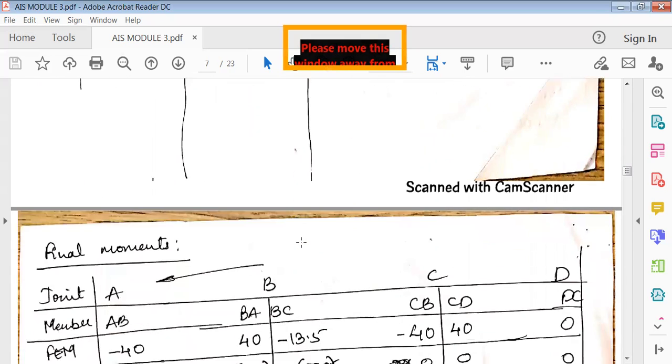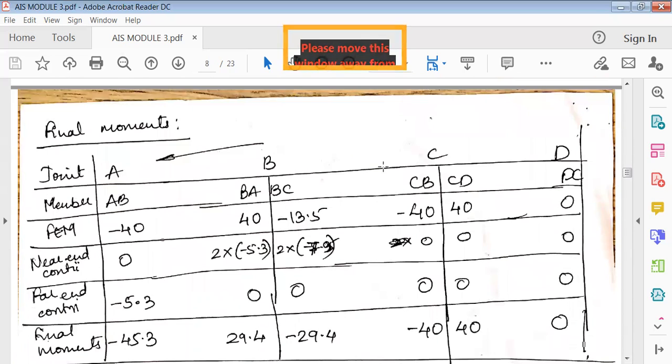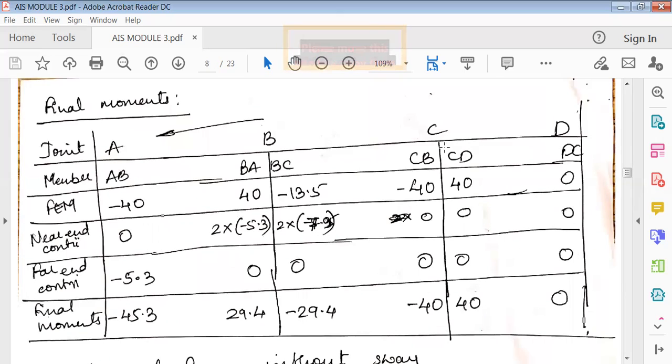Okay, next the final moments, again use the table here, A, B, C and D. So AB, BA, BC, CB, CD, DC. Next fixed end moments, initially we have already kept, so you have to always take the modified moments here. So it is minus 40, plus 40, here minus 13.75, minus 40, plus 40 and 0.